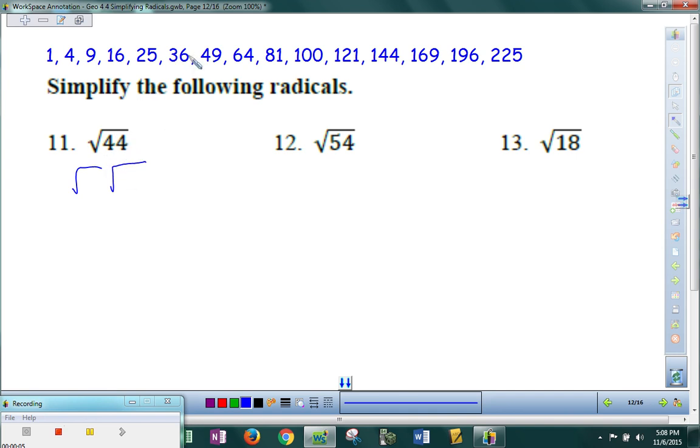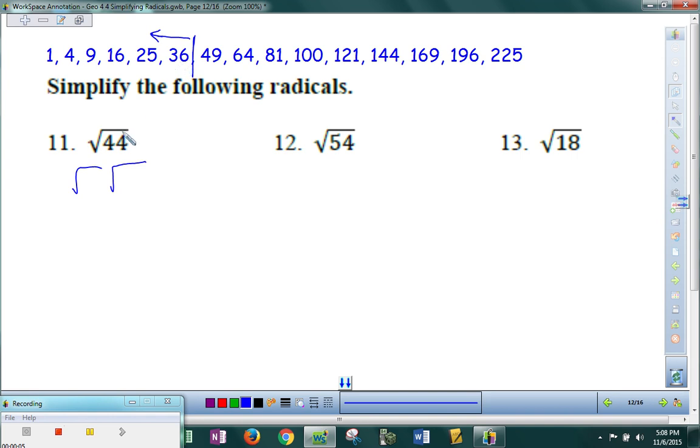Like I said, 44 falls up here in between 36 and 49. What we're going to do is start at the highest number and work backwards. We're trying to find the biggest perfect square that goes into 44. Just like with those fractions, we didn't want any number that went into both. We wanted the biggest one. So we're looking for the biggest perfect square that goes into 44 evenly. So you're going to go through here.